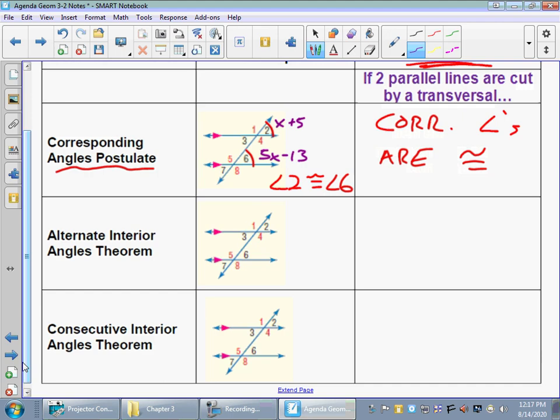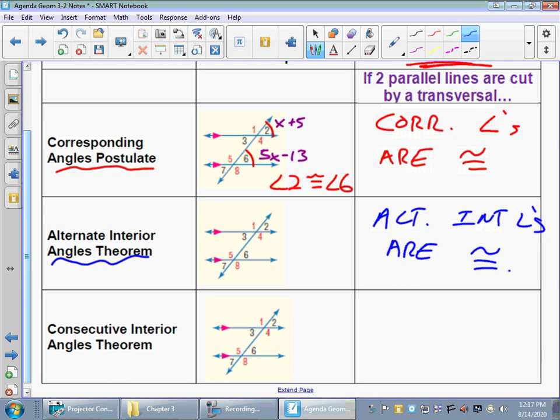The next one: if two parallel lines are cut by a transversal, then alternate interior angles are also congruent. An example here would be angle 4 and angle 5. Angle 4 would be congruent to angle 5 because they're alternate interior angles and the lines are parallel. I can't tell you how much that matters. If they're not parallel, then we can't say they're congruent. But if they're parallel, then we can say that they're congruent.